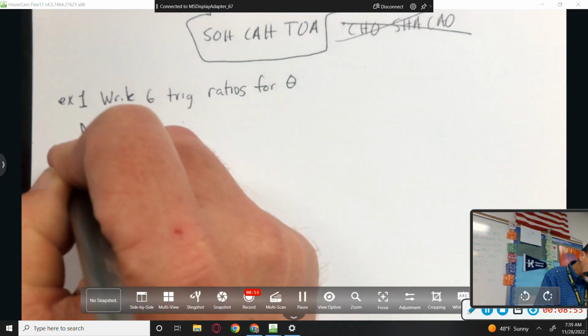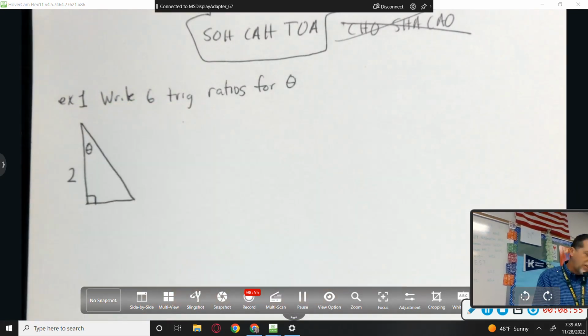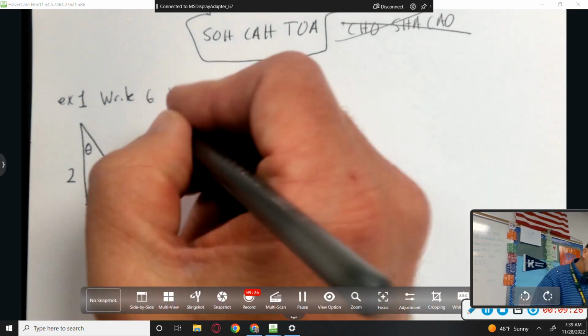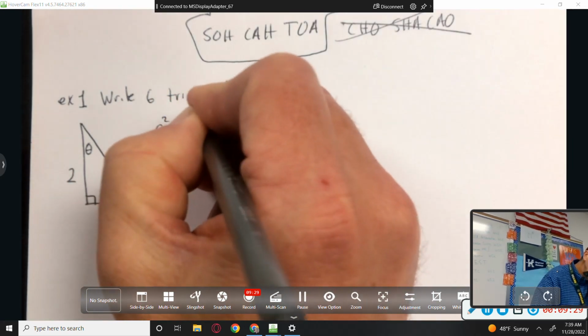We need some side lengths. So let's go 2 for this side and square root of 3 for that side. Before I get started writing ratios, I'm missing something. Hypotenuse and right triangle geometry experts, what could I use to find the missing hypotenuse? Pythagorean theorem. A squared plus b squared equals c squared.